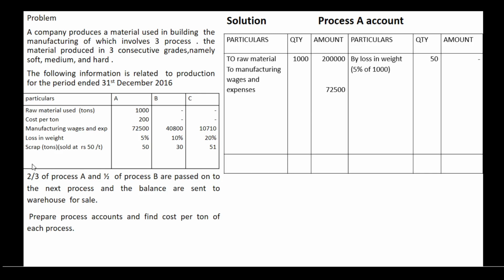And the next one, that is scrap, tons sold at rupees 50 per ton. So for process A, there are 50 tons of scrap. This scrap is also entered on the credit side as scrap sold. The number of tons scrapped is 50, that is entered in the quantity. It is sold at rupees 50 per ton.